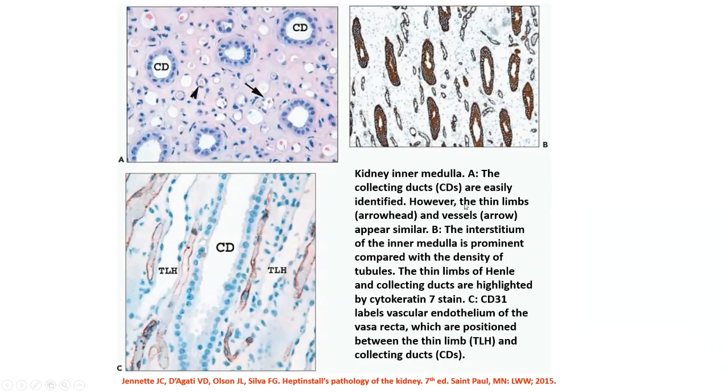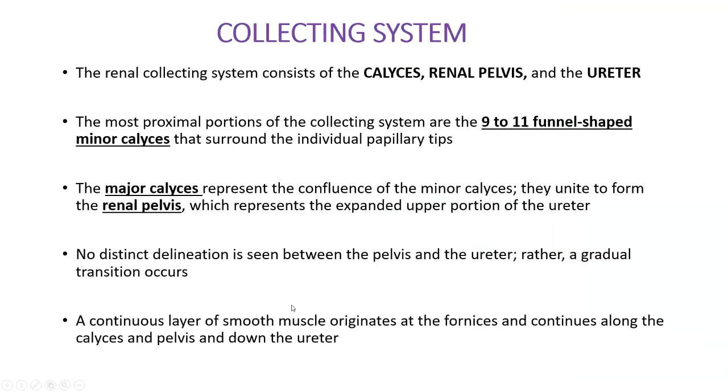When you do cytokeratin 7, you see that there is positivity both within the collecting ducts as well as in the Henle's loop. And if you were to do a CD31 immunostain, you would see that the stain would pick up the positive vessels which are present within the vasa rectae and in between the tubular elements of the collecting duct and the loop of Henle.